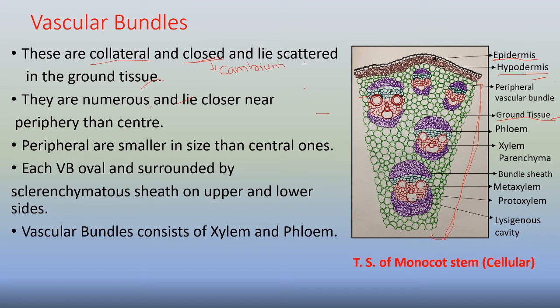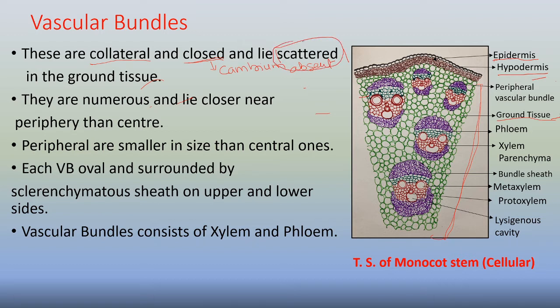So, we call the vascular bundle as closed type. So, these are the collateral, conjoint and closed type of vascular bundles which are present in case of the monocot stem. And the important characteristic here is the presence of the vascular bundles in a scattered form.